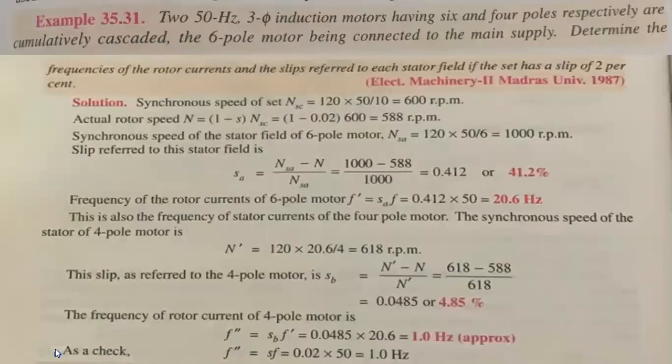Two 50 Hz three-phase induction motors having 6 and 4 poles respectively are cumulatively cascaded. The 6-pole motor is connected to the main supply. Determine the frequencies of the rotor currents and the slip rings, referred to each stator field, if the set has a slip of 2%. Slip is given as 2%. So how do we find the synchronous speed? Ns is 120 f by P, with f as the supply frequency.